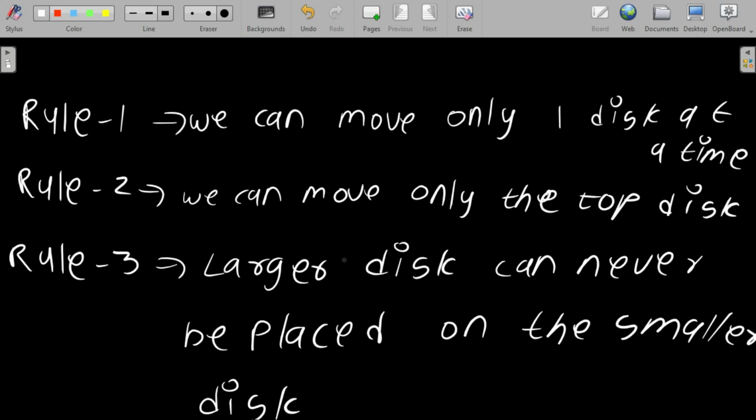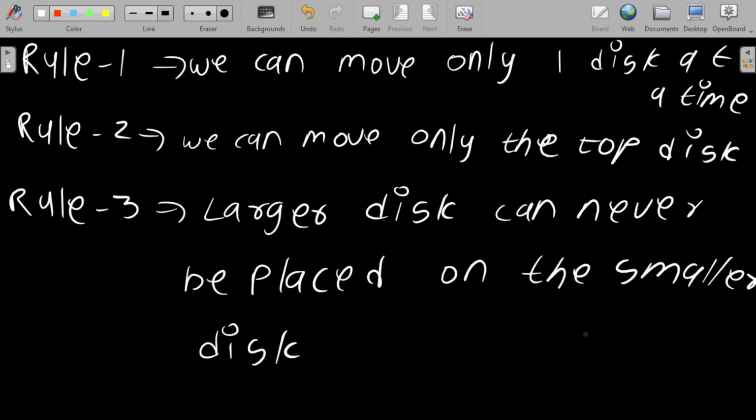The first rule is we can move only one disc at a time. The second rule is we can move only the top disc of any rod. And the third rule is a larger disc can never be placed on a smaller disc. So these three rules must always be followed.